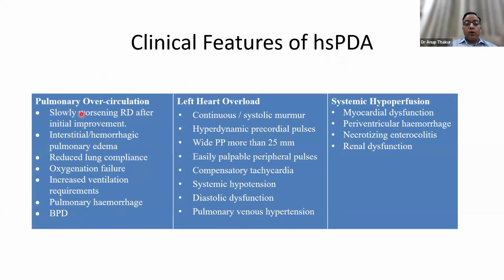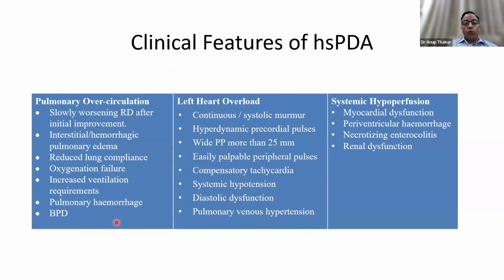So they could have reduced lung compliance, so increasing ventilation needs, sometimes oxygenation failures. Some patients can present with pulmonary hemorrhage, especially if there is LA overload or LV failure. Then a baby who is exposed to a large duct for a long time can develop chronic lung disease. So that's also been seen. So these are the aftermaths of a PDA because of pulmonary overcirculation.